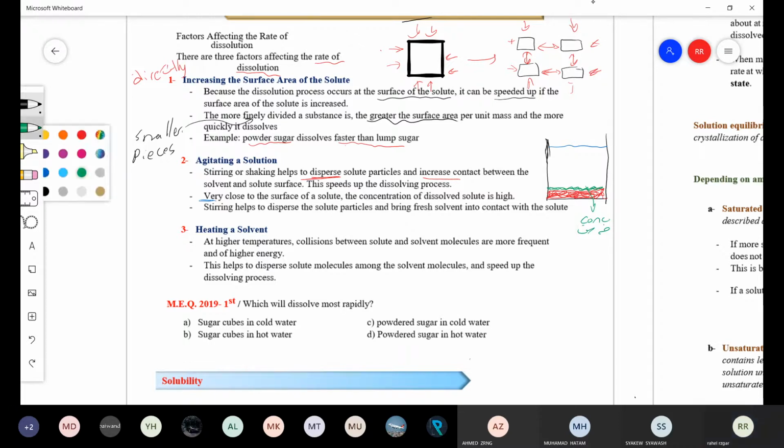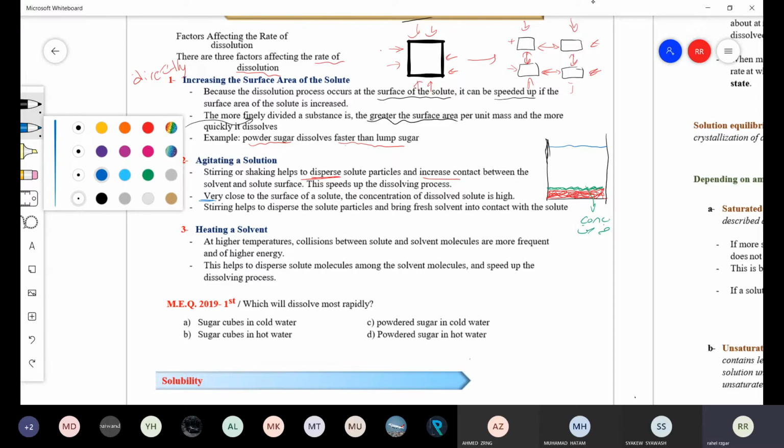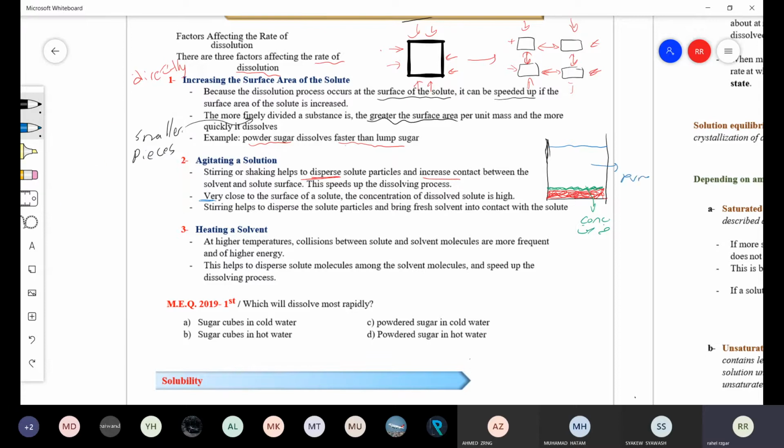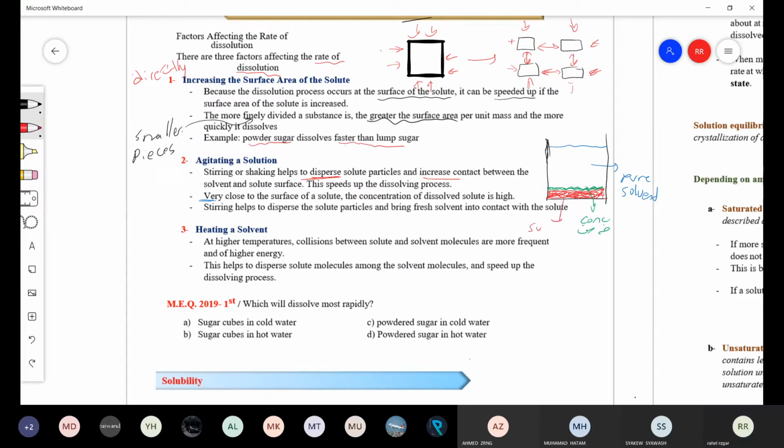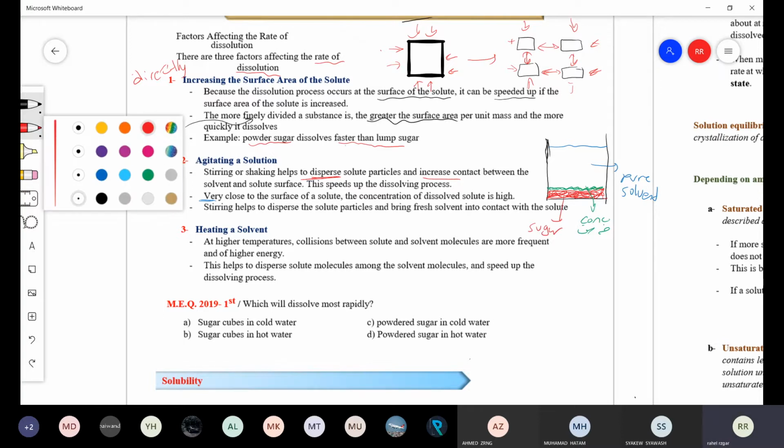Here, let's draw it with blue again. This is pure solvent. This part is sugar. All right, the red is sugar. The green is some amount of dissolved sugar.